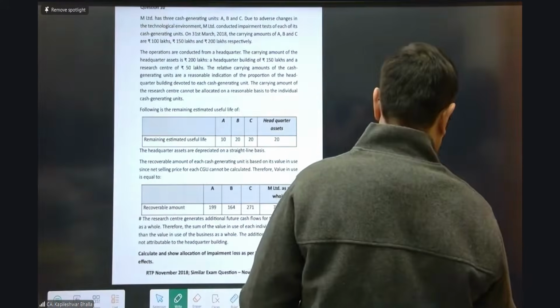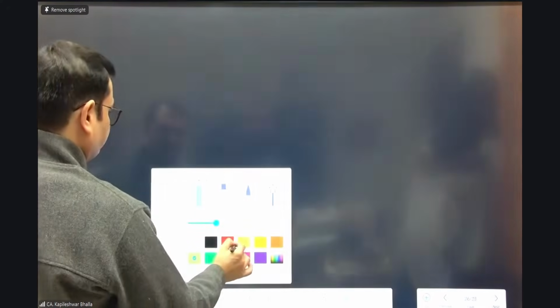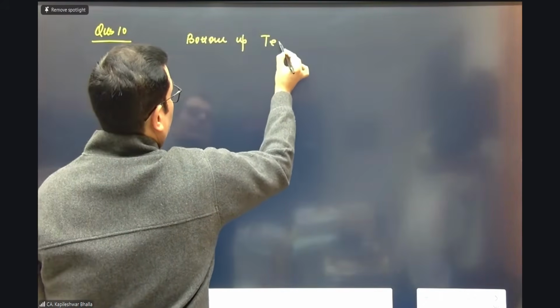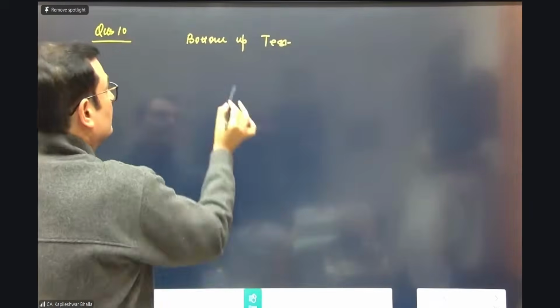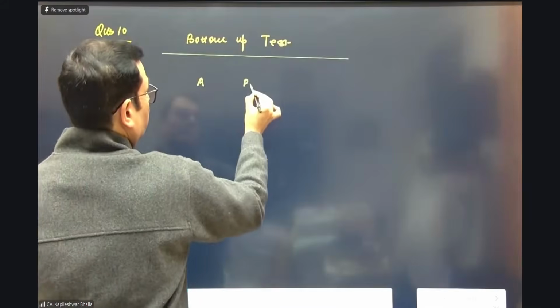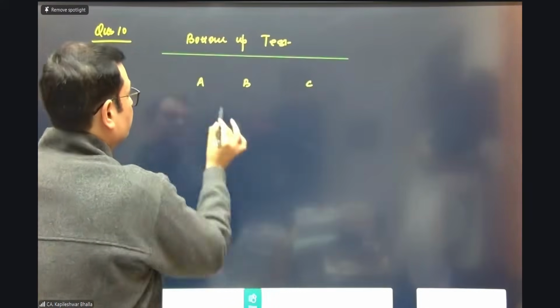Okay, so first of all, let's look at question number 10. What we are supposed to do at the first instance is conduct what is called a bottom-up test. That means whichever headquarter assets can be allocated, let's consider that. So let's first of all consider the bottom-up test, and then we'll conduct the top-down test as well. We've got three cash generating units, that is A, B, and C.